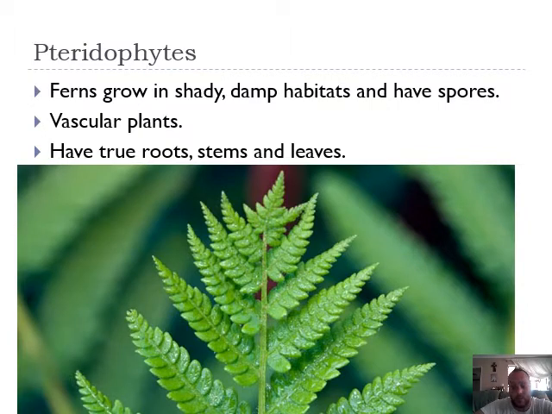Alright, so what I wanted to do today was just remind you about the idea of what haploid and diploid is. Please remember that haploid means you only have one set of chromosomes, so that's like 1/2 of what your full set is, and diploid means you have 2 full sets of chromosomes.